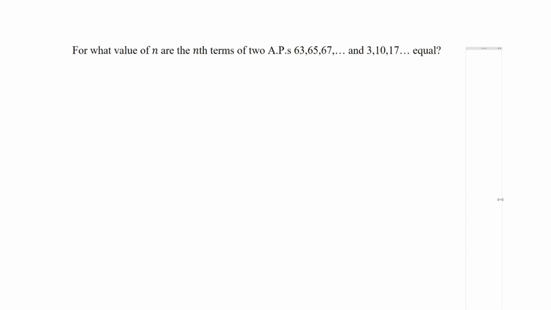Okay, the next question is, for what value of n are the nth terms of two progressions equal to each other? The first progression is given as 63, 65, 67 and so on, and the second progression is given as 3, 10, 17 and so on. Now he is asking for what value of n, it means which term are the nth terms equal. So for which term both the terms are equal to each other.